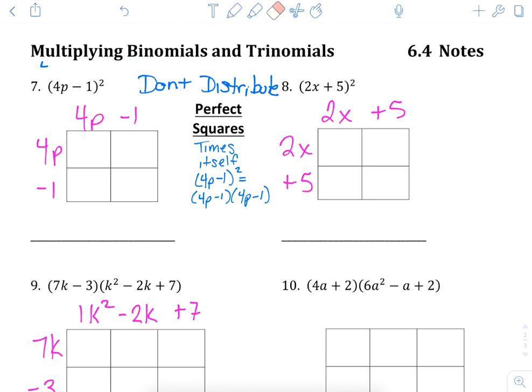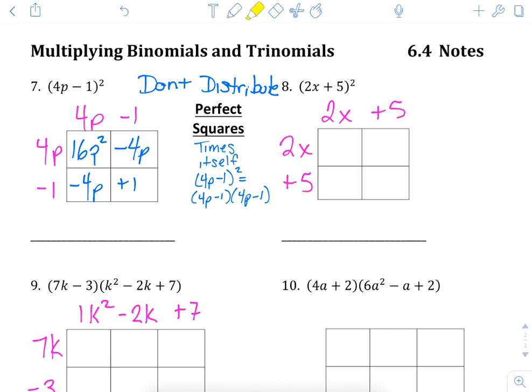All right, let's go ahead and multiply these together. 4p times 4p is a 16, not 8, 16p squared. 4p times negative 1 is negative 4p. Actually, it's the same on the bottom, right? 4p times negative 1, negative 4p. Negative 1 and negative 1, two negatives make a positive 1.